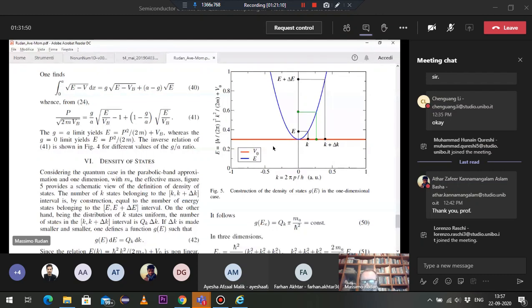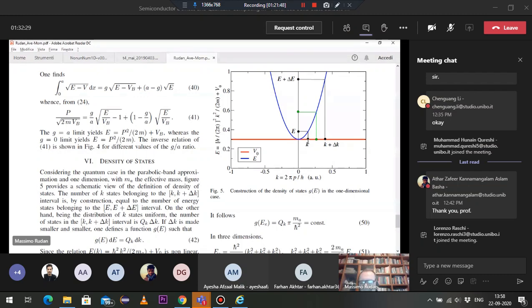We assume that the band that we are considering is parabolic. It is not so, okay? Bands are not parabolic, okay? And we remember that the K vector is discretized. So there is a finite number of K vectors in each interval, and they are equally spaced, okay? So we now want to make this reasoning, okay?